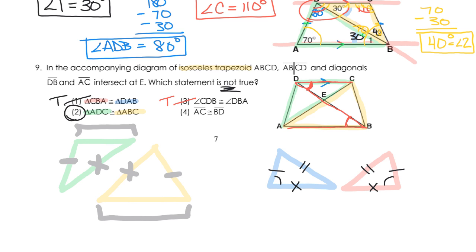All right, and then the last one says AC, which is one of my diagonals, congruent to BD, which is my other diagonal. And we know in an isosceles trapezoid, that is a property. The diagonals are congruent. In fact, that's one of the main properties that makes the trapezoid turn into an isosceles trapezoid, is congruent diagonals. And so I'm going to stick with my choice 2.